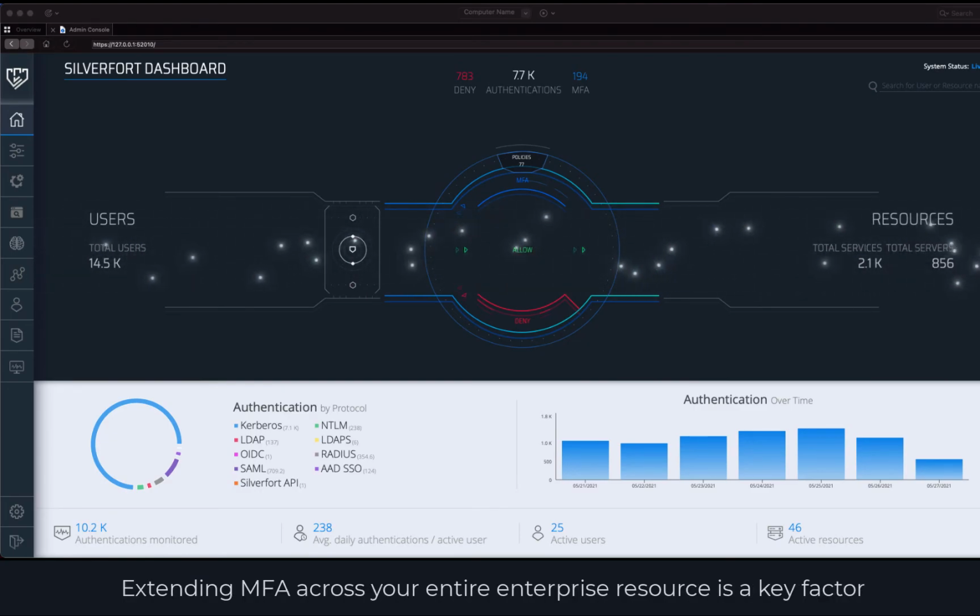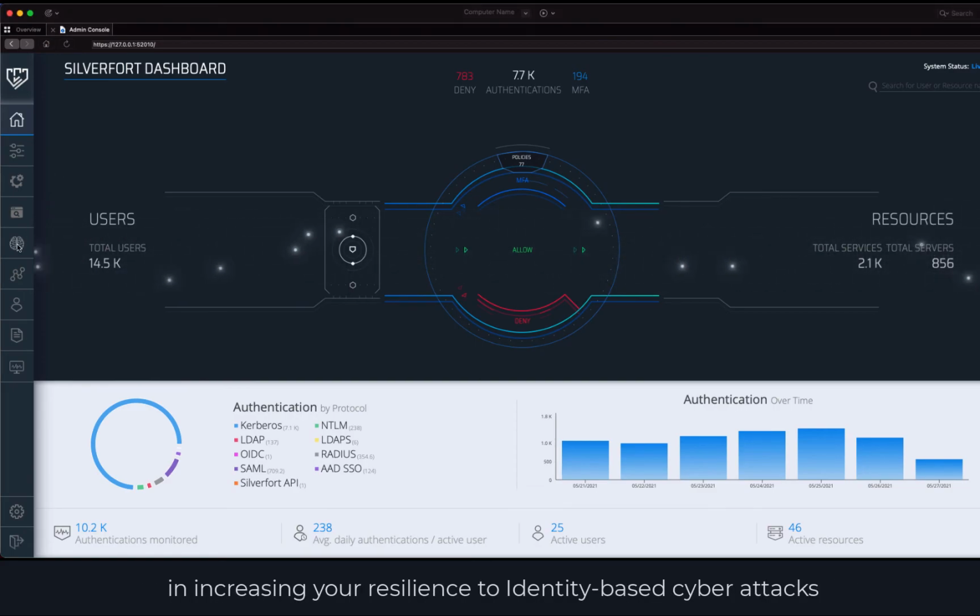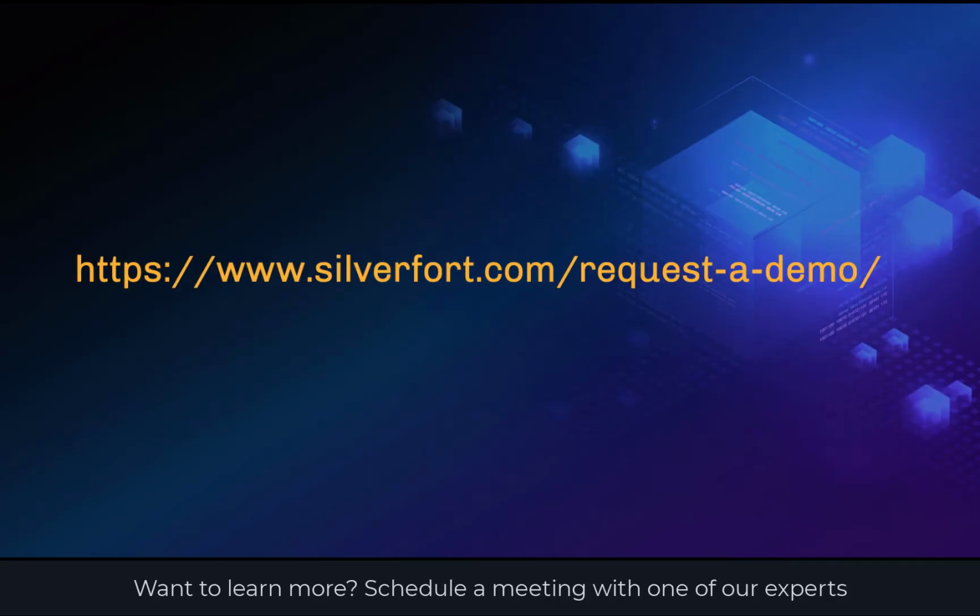Extending MFA across your entire enterprise resources is a key factor in increasing your resilience to identity-based cyber attacks.